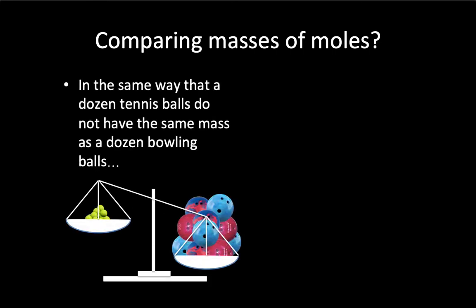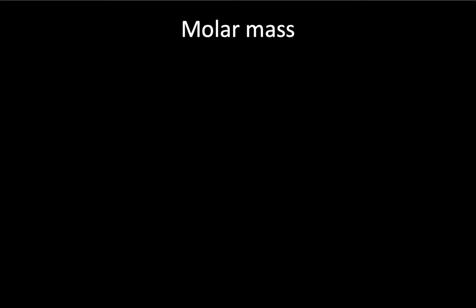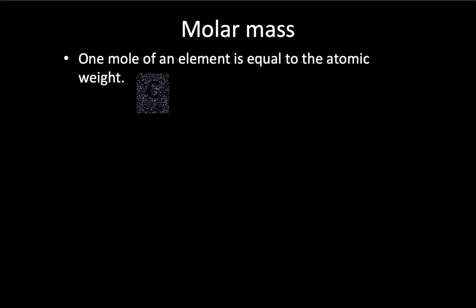So for example, if we were talking about having a dozen tennis balls and a dozen bowling balls, clearly they do not have the same mass. And the same is true when we look at elements. If we look at a mole of hydrogen and compare it to a mole of zinc, they will not have the same mass. And so that's why we have to be able to convert sometimes from moles to masses, from moles to grams.